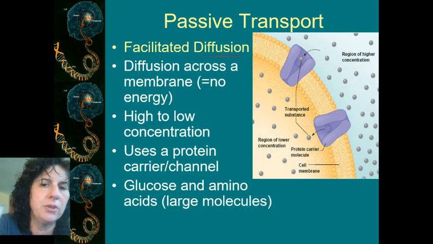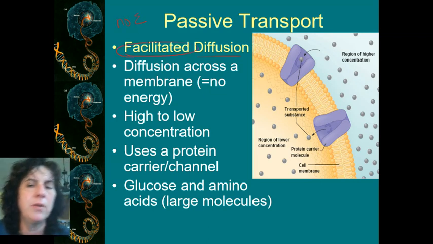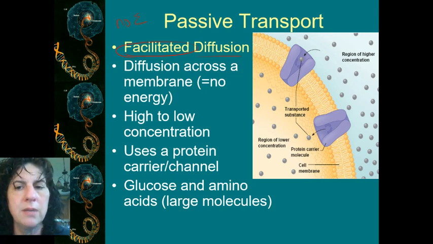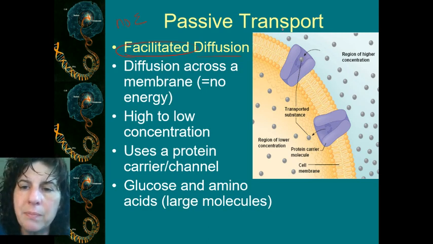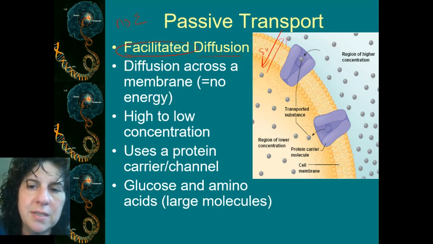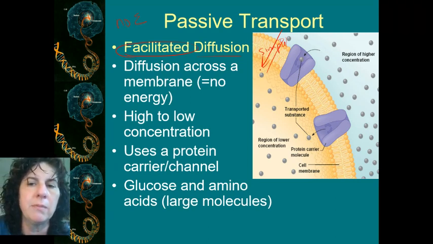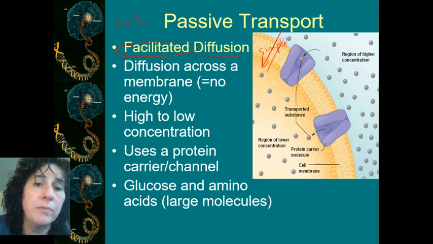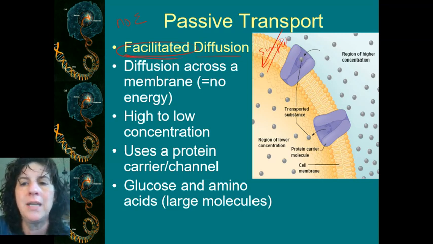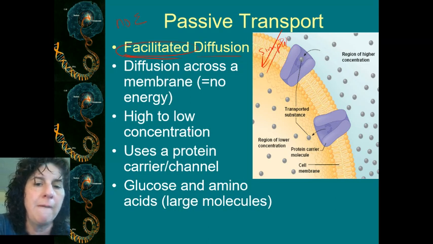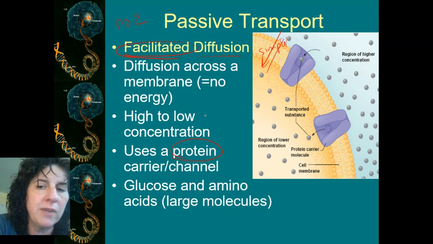Facilitated diffusion is still diffusion, so we're still talking about no energy from the cell. But in this case, you have this extra term that says facilitated. Facilitated means the stuff can't pass right through these phospholipids. That would be simple diffusion. So this is simple right here, going straight through the phospholipids. They're too big, or they have a charge, or there's something that's preventing them from going through that membrane. So they need help. That's what the facilitated refers to. Their help comes from a protein, some sort of channel protein.